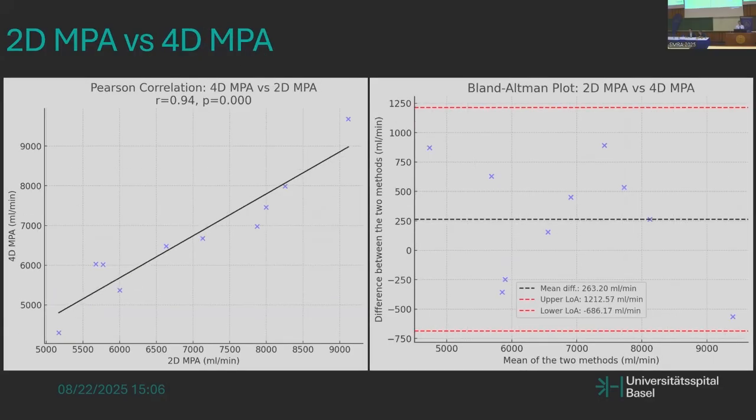The last pair we looked at was 2D phase contrast and 4D flow. The Pearson graph on the left shows a very strong correlation of 0.94 with data points tightly clustered along the trend line, whereas the Bland-Altman plot on the right showed the mean difference of 263 milliliter per minute with limits of agreement between minus 680 milliliter per minute to plus 1,200 milliliter per minute.